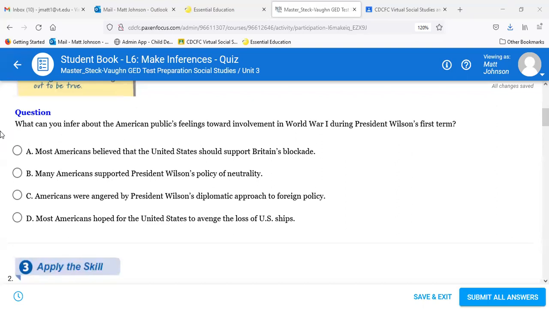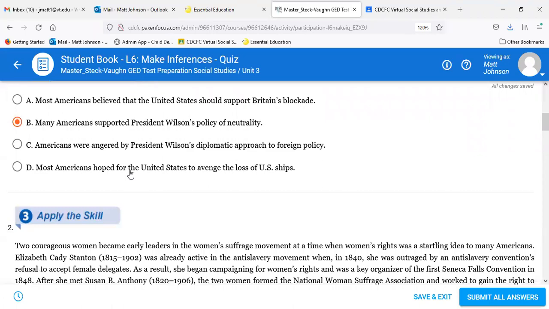So B is the answer. Yeah, like we were saying there, they most likely supported President Wilson's continued policy of neutrality towards the war, right? We had those two ideas: that he had kept us out of the war through his first term, and then campaigned on continuing to keep us out of the war. So B is the choice for number 1.